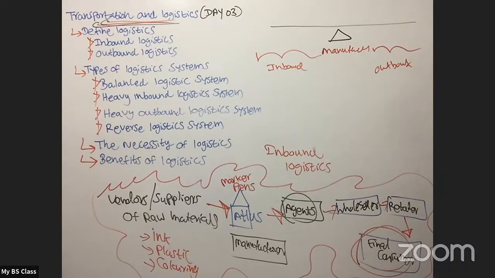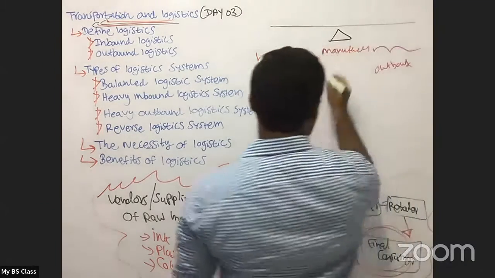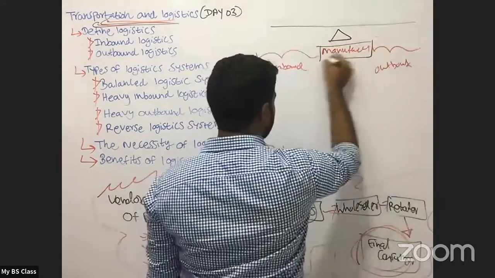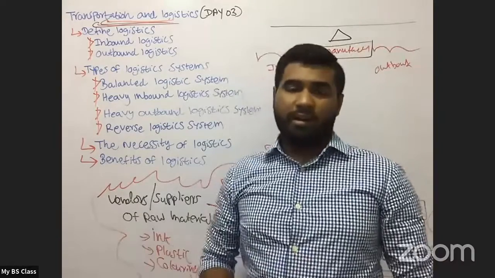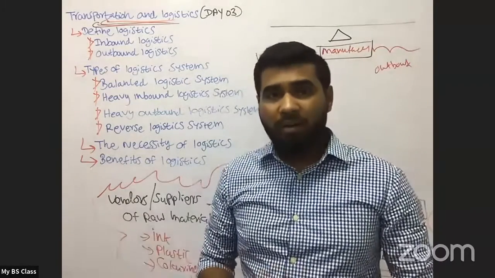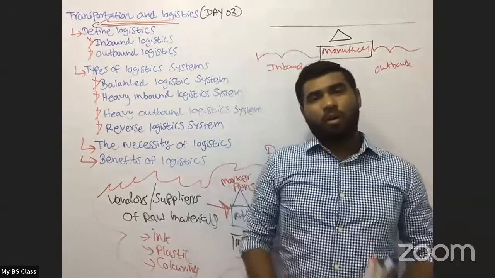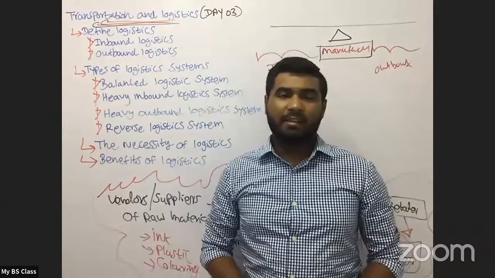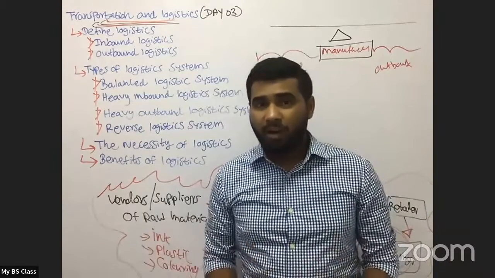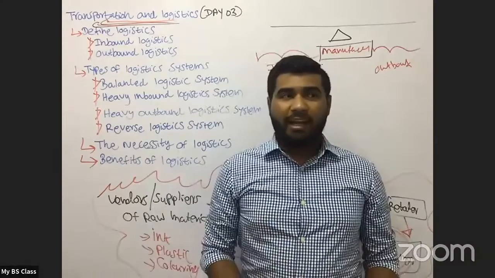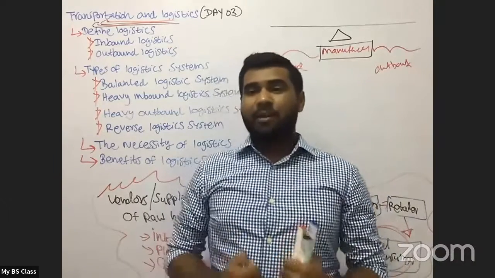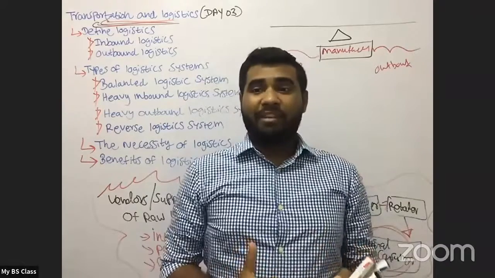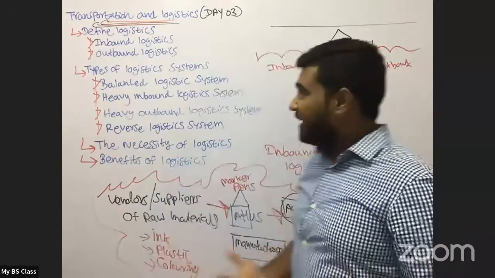Now what is about this first one? A balanced logistic system. What is a balanced logistic system? The inbound is as important as the outbound, and the outbound is as important as the inbound. So both inbound and outbound are equally important, equally complicated, or equally simple. That is why this is balanced, right?